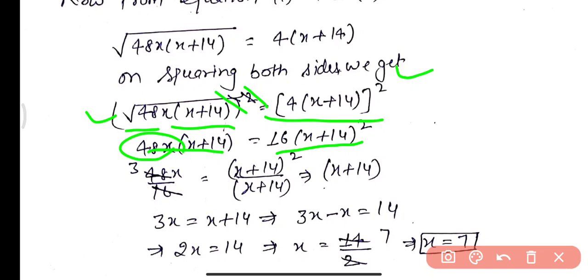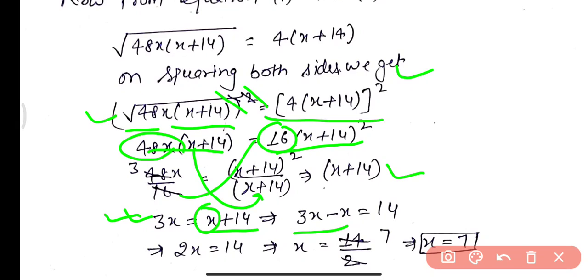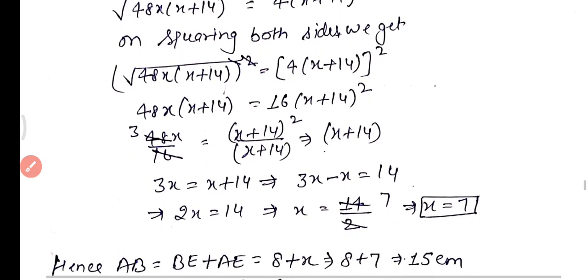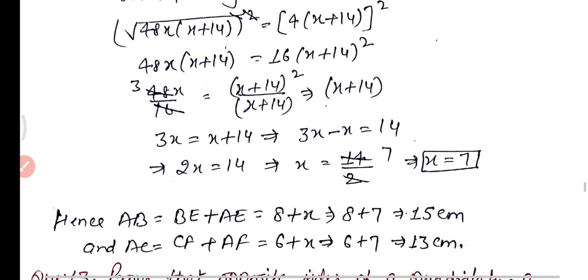So now 48x, and transpose this 16 to the left hand side, it becomes division. So 48x upon 16, and this will be 3x, and x plus 14 square will be transposed to the right hand side, becoming x plus 14 square upon x plus 14. So this will be x plus 14. So now 3x equals x plus 14, and x will be transposed to the left hand side, becoming 3x minus x equals 14, and this will be 2x equals 14. So now x will be 14 upon 2 equals 7. So we get x as 7.